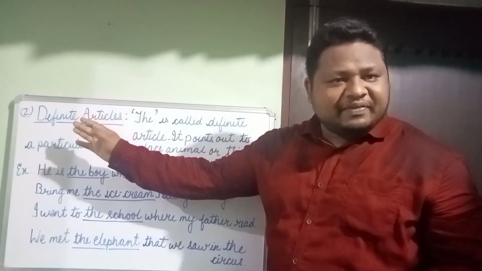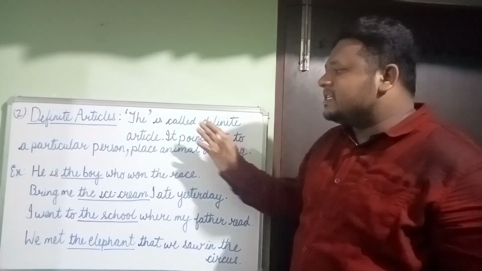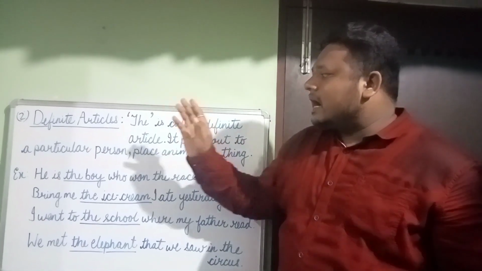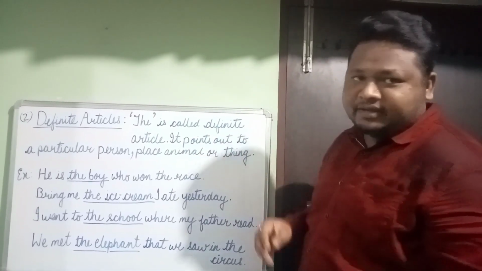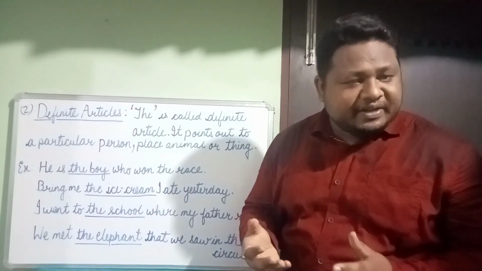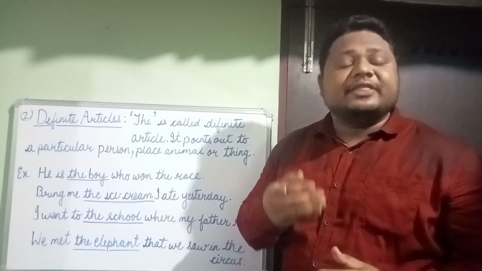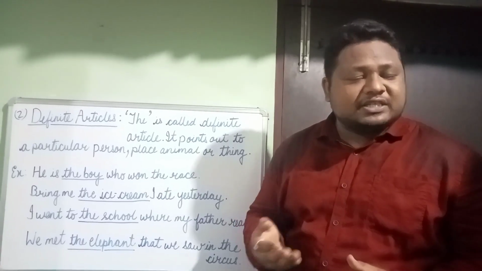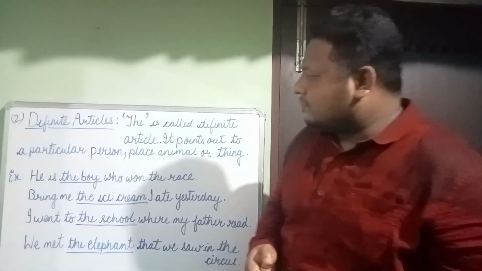Number two, definite articles. The is called definite article. It points out a particular person, place, animal, or thing. So when we say definite articles, we are talking about the. Alright, and the is used to point out a particular person, place, animal, or thing. Let us see some examples.